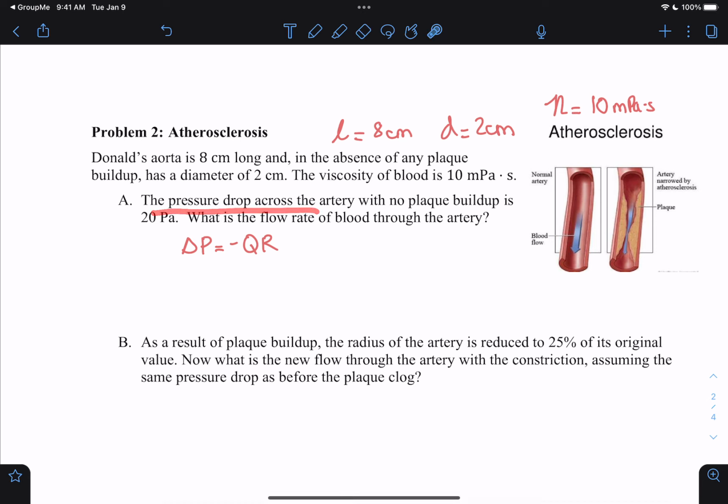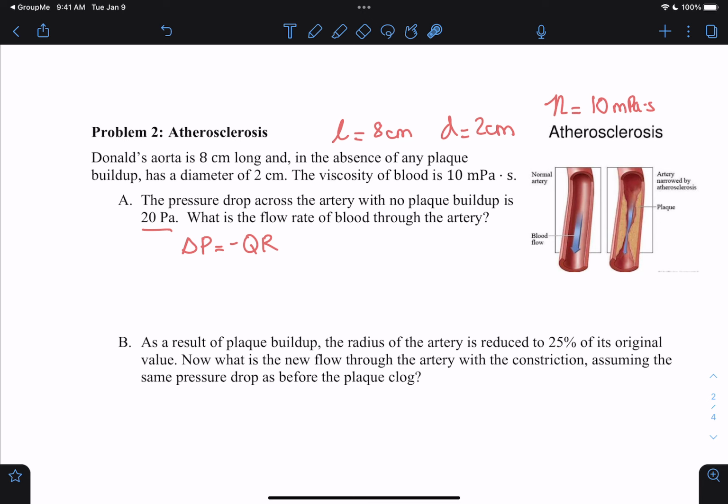Is the pressure drop across the artery with no plaque buildup 20 pascals? What is the flow rate, right? So we're trying to figure out the flow rate here, Q. So this pressure drop, right? A common mistake people might make is they might just plug in 20 and then just leave this negative sign here, and then they get a negative answer for their flow rate, right? Which doesn't make any sense.